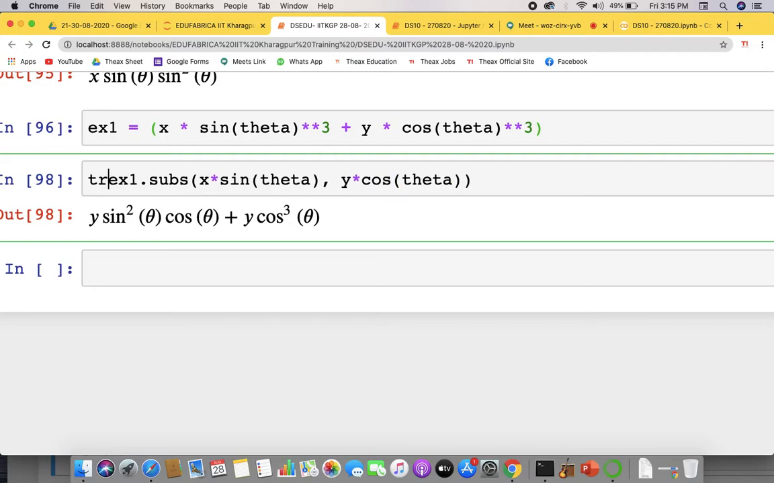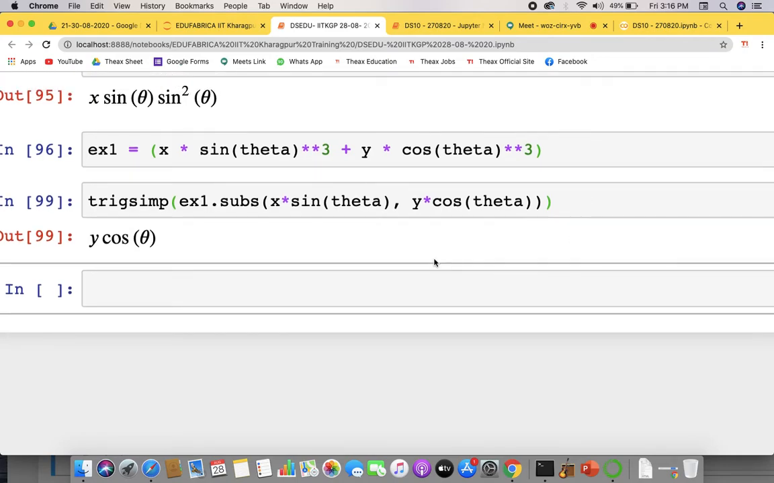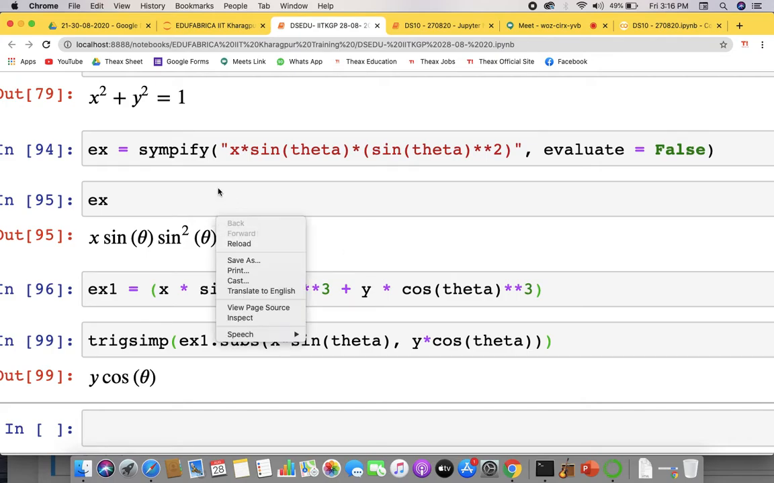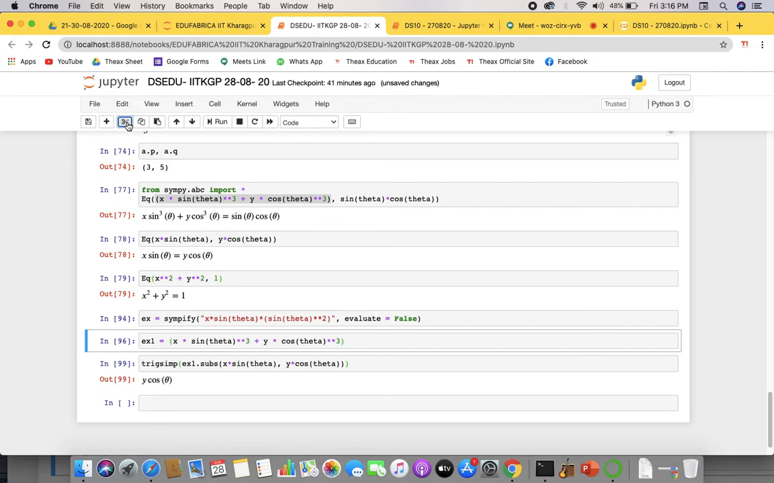If we go for solving this, what is the value? y cos theta. So y cos theta is equal to sine theta cos theta. Got it. Cool. This cancels, and this is also cancelled.